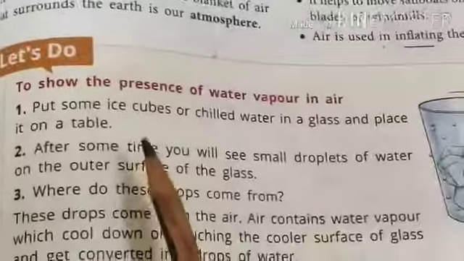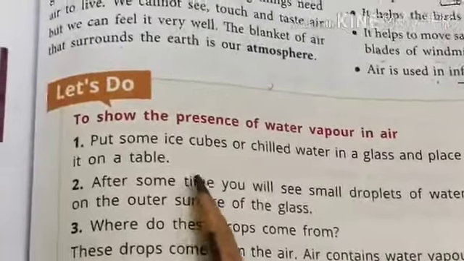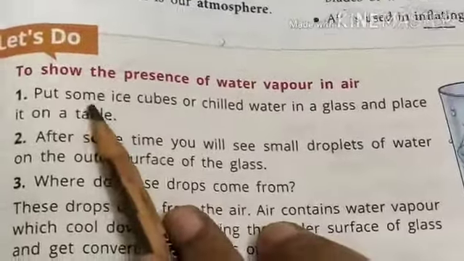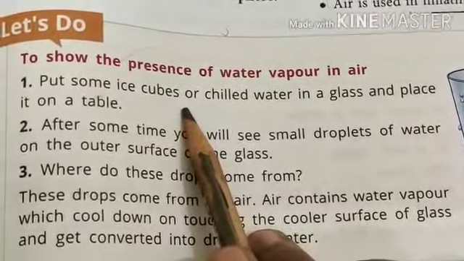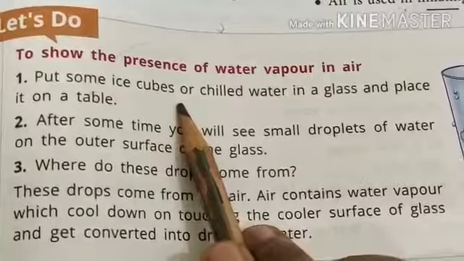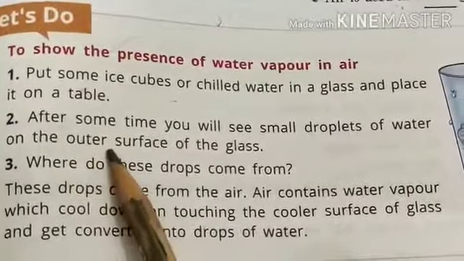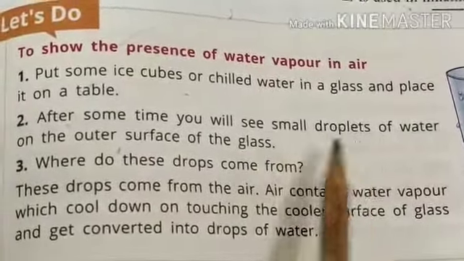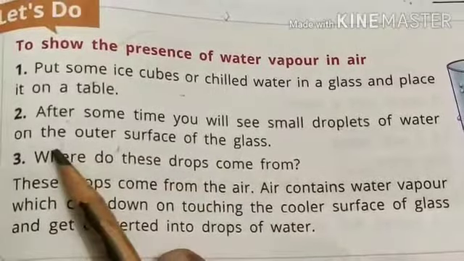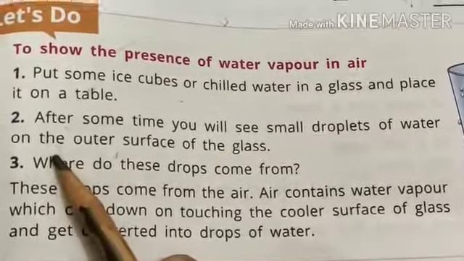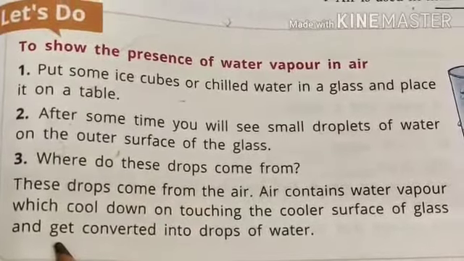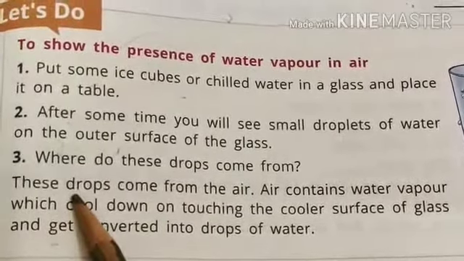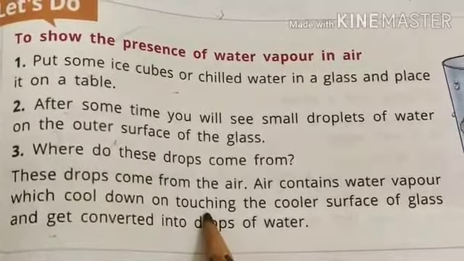Now if you want to see the air, how can we see? That means the way we can feel. So here one activity is given: you take some ice cubes in a glass and put it on the table. After some time, you will see that small droplets of water are there on the outer side of the glass. So from where do these droplets come? These droplets come from the air.